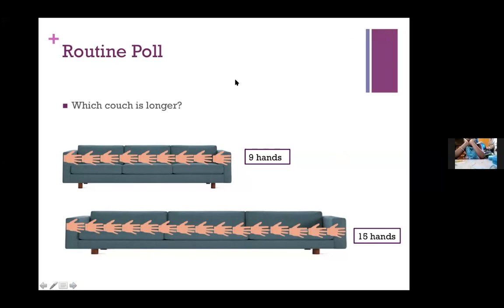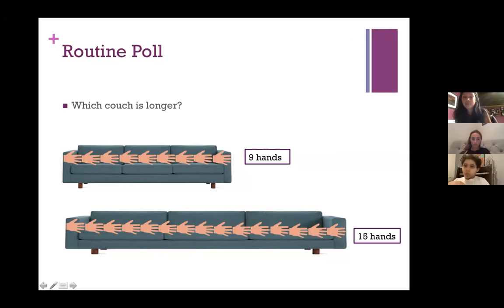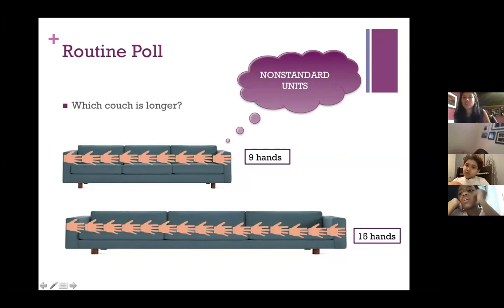Whoa. So now I was able to use my hands because I don't have a ruler on hand. I was able to see that couch A is 9 hands, couch B is 15 hands. So I can go into my new apartment and figure out approximately which one will fit better in my space. This kind of measuring, scholars, is called non-standard measuring or non-standard units. The unit you're using is your hand. Now, non-standard is a really helpful way to estimate how long something is.